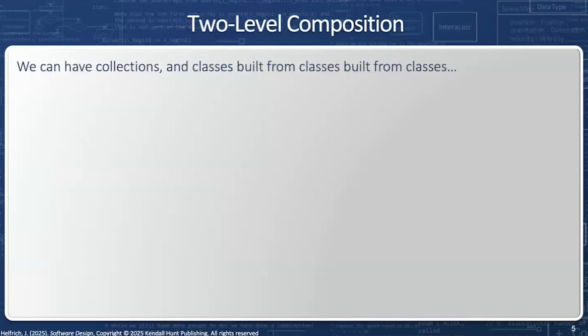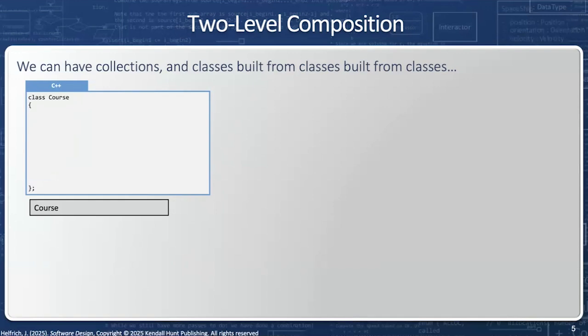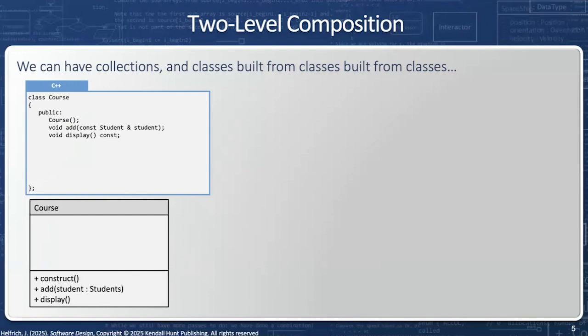Okay, let's get a little bit more complex here. So I'm going to have a course. A course is going to have a constructor, an add a student, and a display. So I'm going to have construct, add, and display. I'm also going to have a private course prefix and a private course number, and those are built-in data types, string and an integer, so there's no need to have a class association.